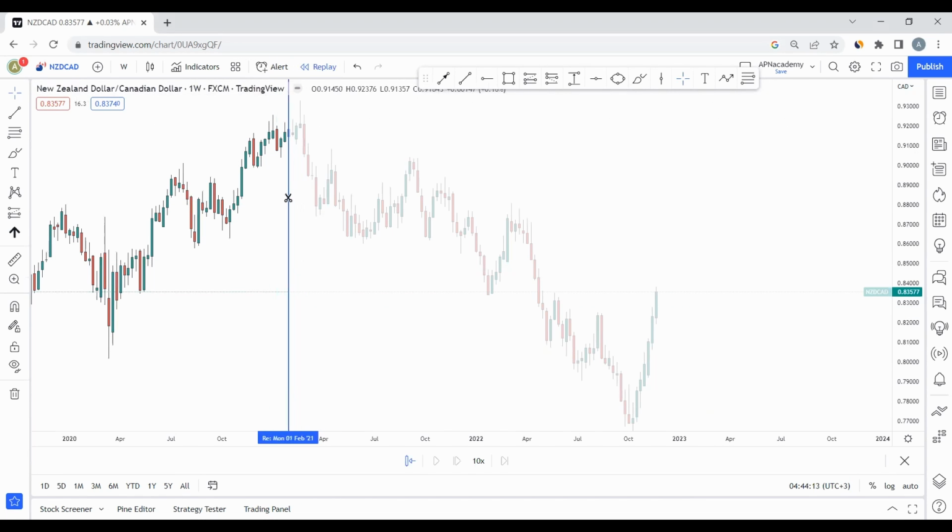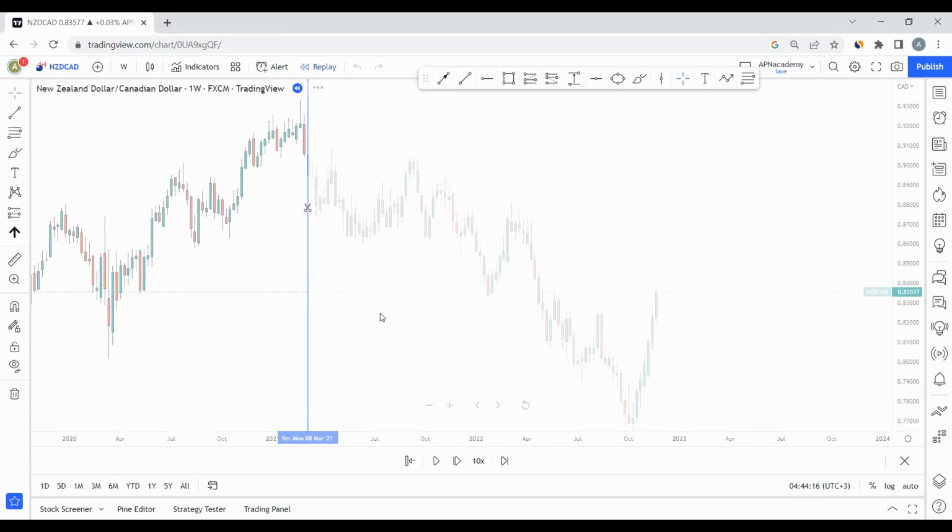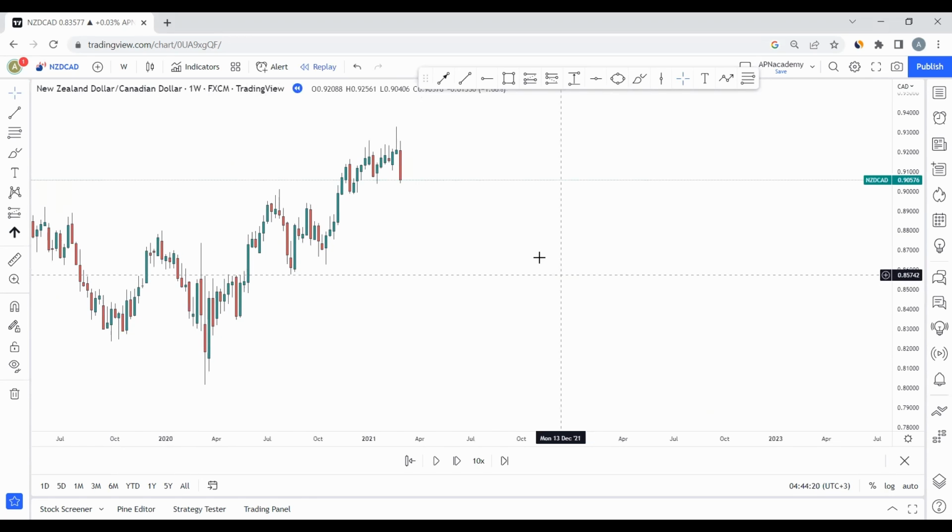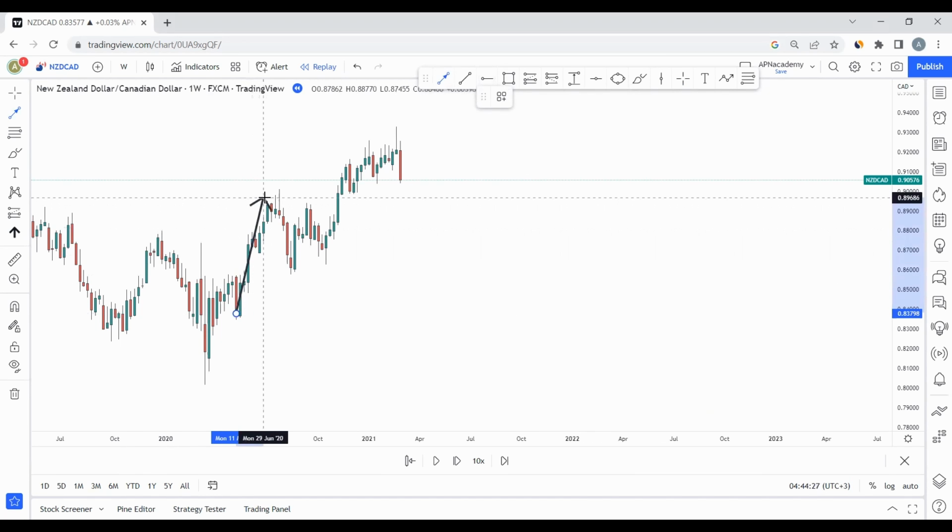So let's start from here where this market was changing trend. I'm going to show you where exactly it changed trend from. Now, observing this, the market was making, it made this high, right?